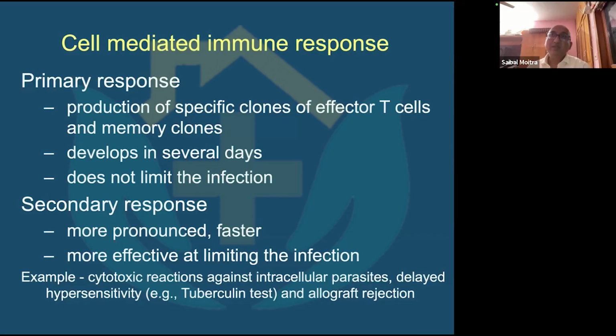So what happens when it comes again for the second time is a rapid response. It does not wait for a few days. It happens immediately, number one. Secondly, the titer of the antibody is also much higher, and the antibodies have much higher affinity. So there is affinity maturation of the antibodies which takes place in the germinal center, and there is also class switch recombination. So the higher affinity and more effective antibodies of the IgG class are produced in the secondary immune response.